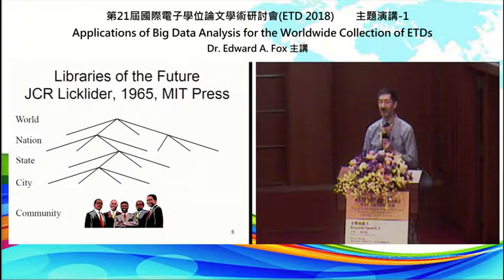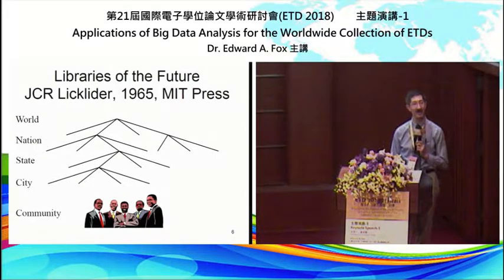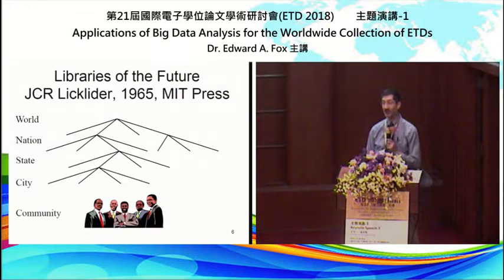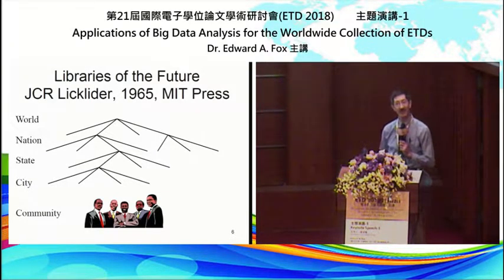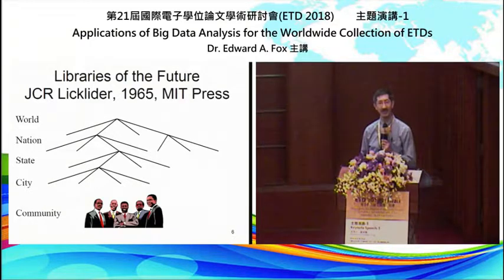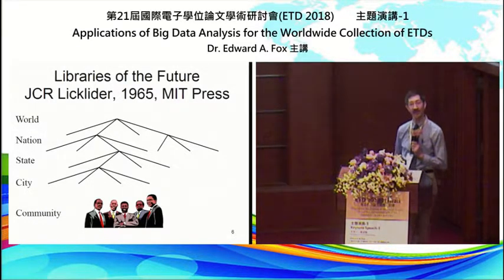And part of the vision he gave us in this book was that we would have a network of libraries all around the world reaching down to communities involving cities, states, nations, and ultimately the world. So this is a wonderful vision, and he also gave us some inspirational challenges. How can we have a theory that will explain how to build all these things?